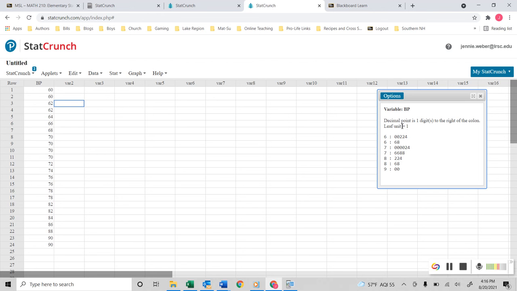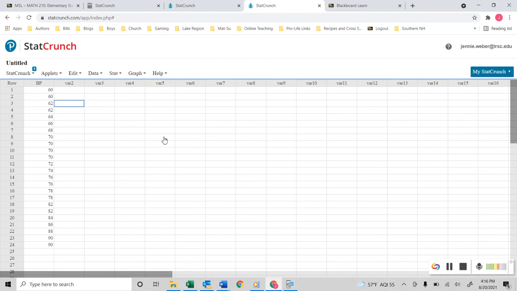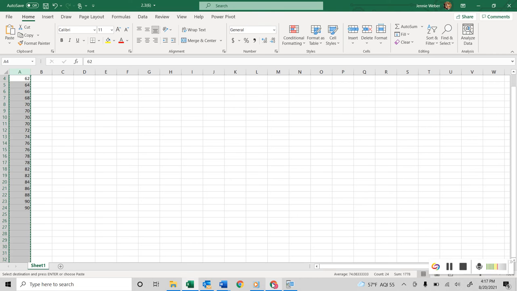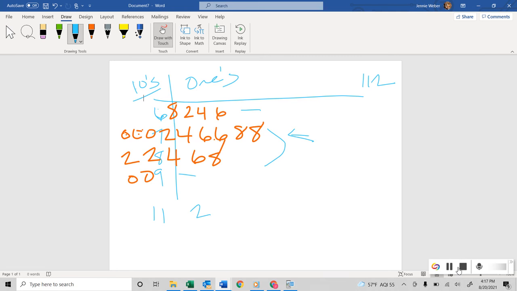But still, this one clearly tells you, leaf unit is 1. The decimal point digit is to the right. It tells you what this is at 60, 60, 62, etc. So hopefully this helps you with these. I think they're kind of fun to create, though they can be a little tedious.